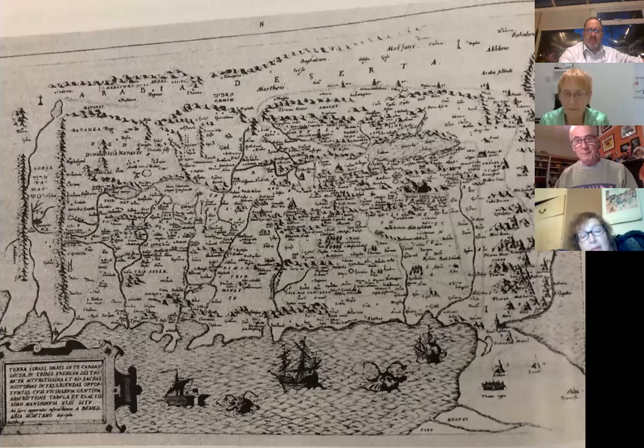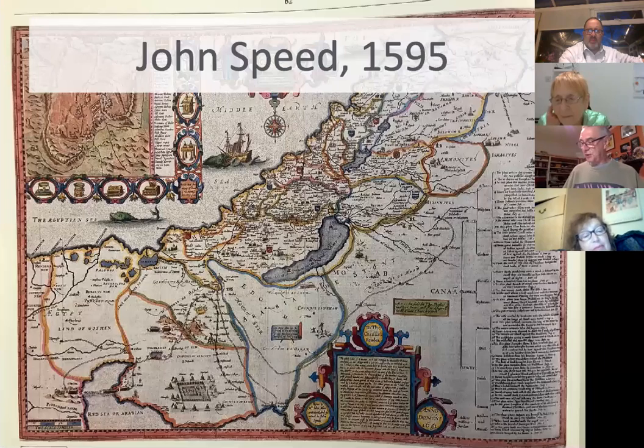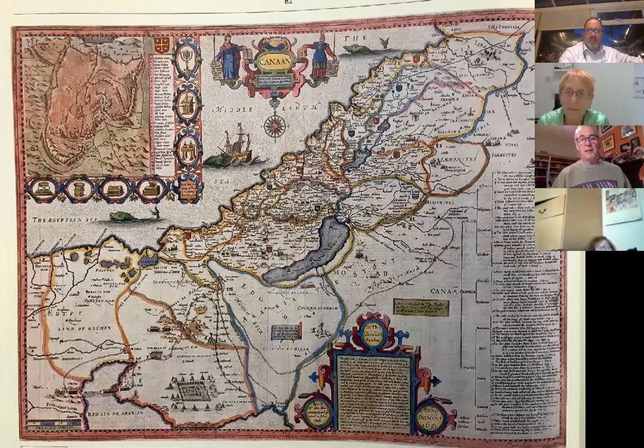It's a beautiful map. And then we get to John Speed. John Speed is the foremost British, or English, mapmaker of the Renaissance. He's been described as England's Mercator. And this is his map of Canaan, and you can see it's still based on Ptolemy. It's got the tribes delineated on it. It's beautifully colored. The coloring will have been done after the printing of these maps. They will have been printed and then hand colored.